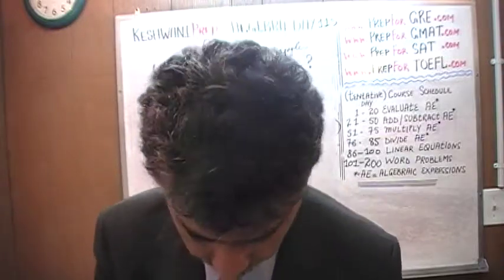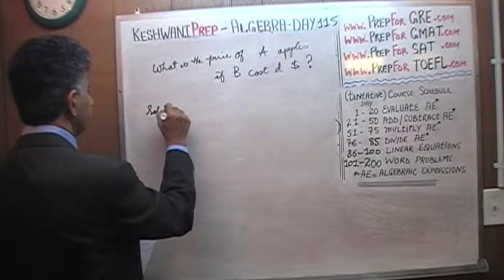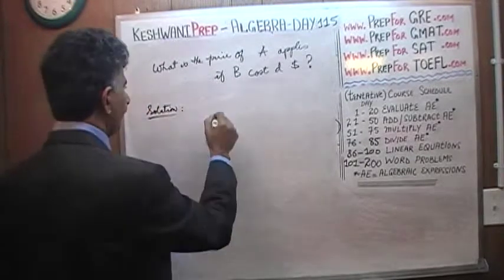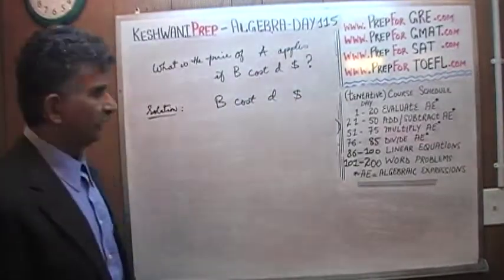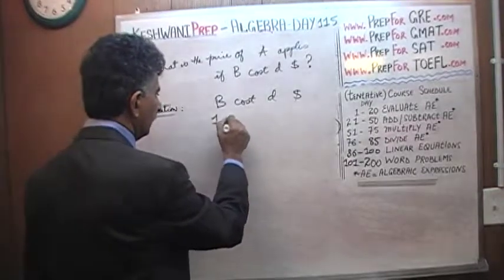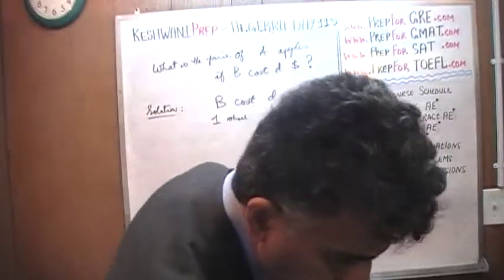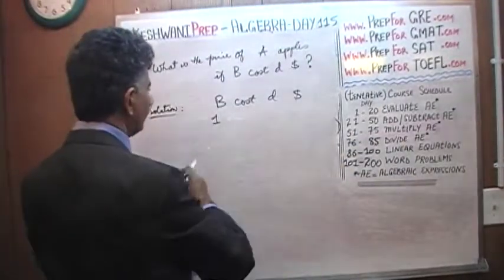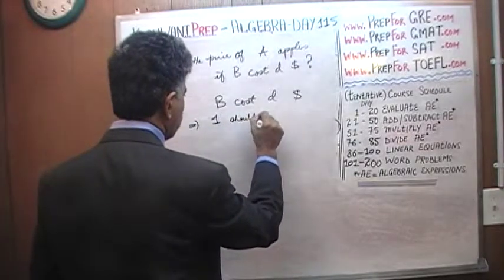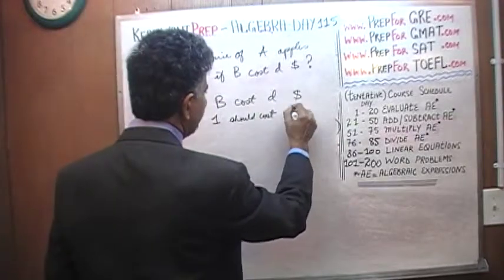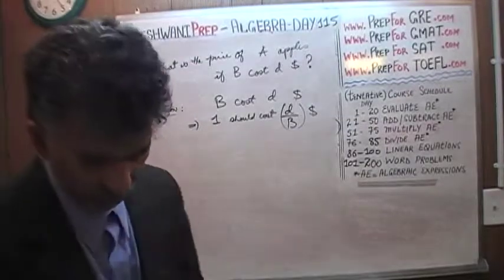Here we go. Here's the solution then. We are told that B costs D dollars. Well, if B costs D dollars, how much does 1 cost? If that's true, then that implies that 1 should cost D over B dollar. In other words, okay, listen carefully.